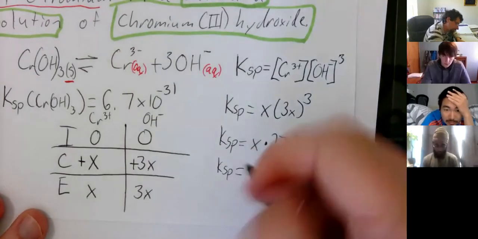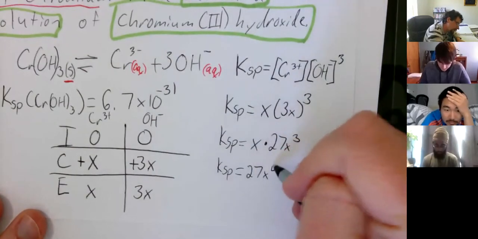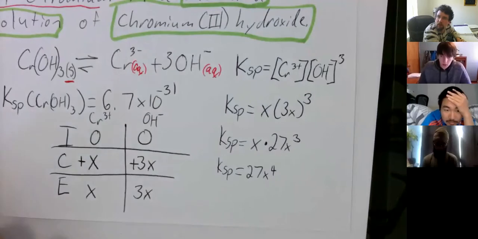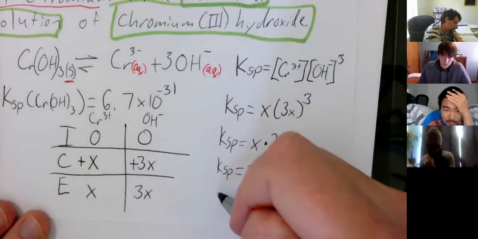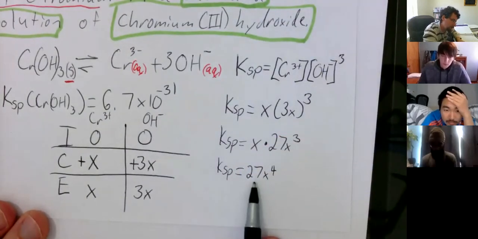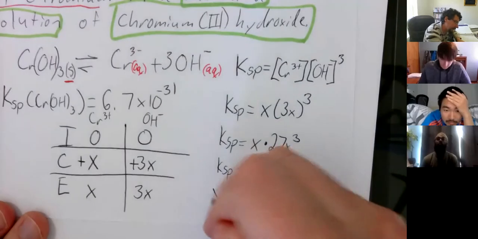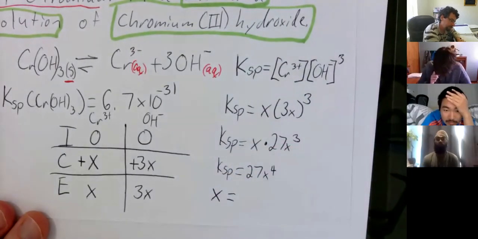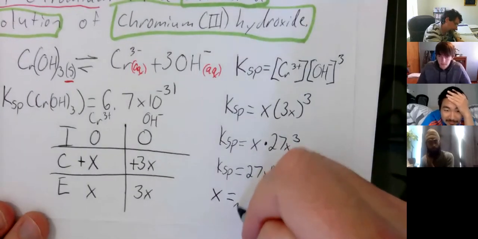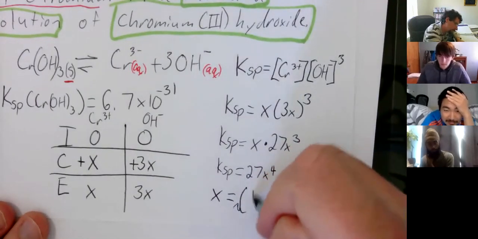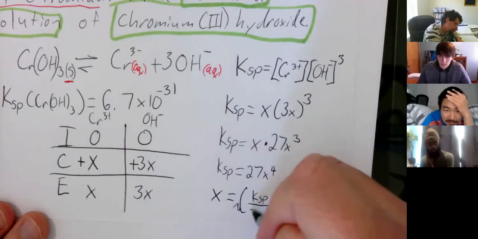Twenty-seven x to the fourth. Yep. Okay, now what are we solving for in this problem? X. Yeah, we're looking for X. Okay. So what would we do to isolate X by itself? What's it going to be equal to? The fourth root of the KSP over 27. Yep.